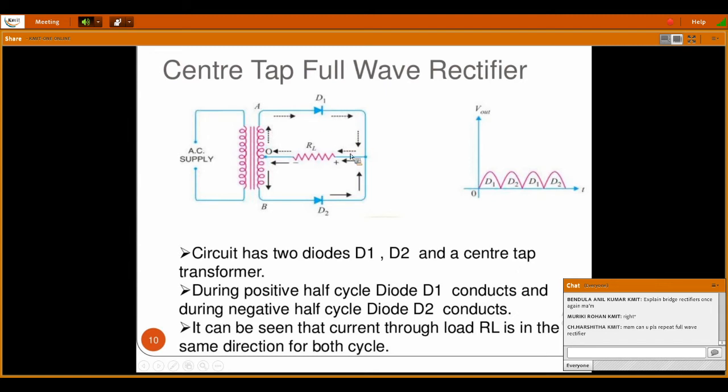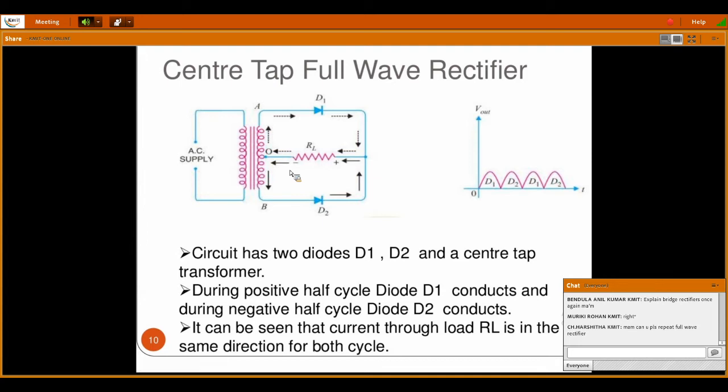So if it is conducting, some amount of current flows through the diode, that is taken across the load resistor RL, and you can see the direction of the current. Now, because the current is flowing, you are getting the positive peak half cycle. This is because of the diode D1. Now during the negative half cycle, what happens?